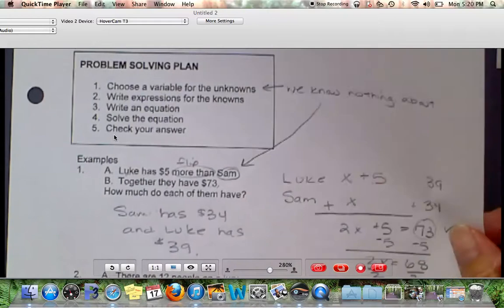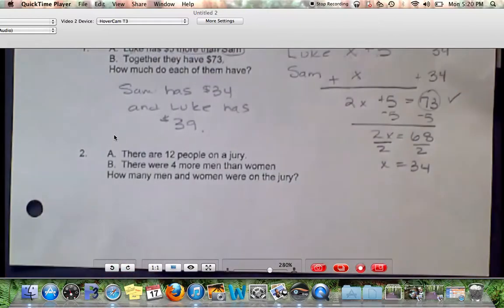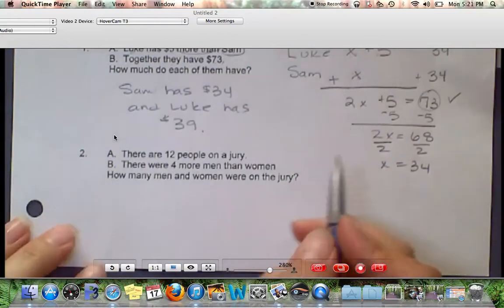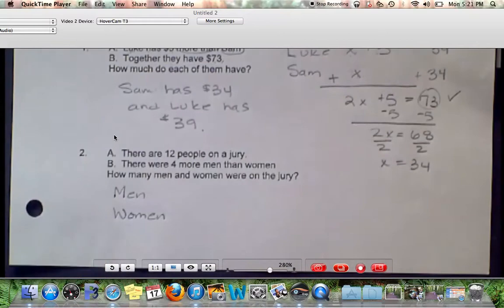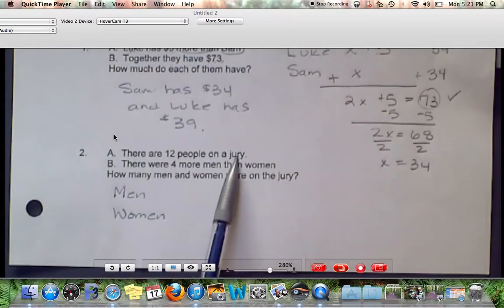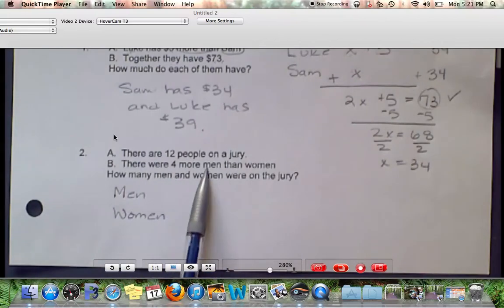Okay. Let's try another one. Number 2. There are 12 people on a jury. There were 4 more men than women. How many men and women are on the jury? Again, we know we're talking about men and women. So set those up first. Now, there are 12 people on a jury. Let's get back to that one. There were 4 more men than women.